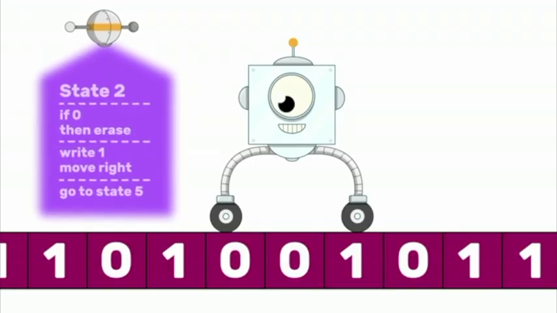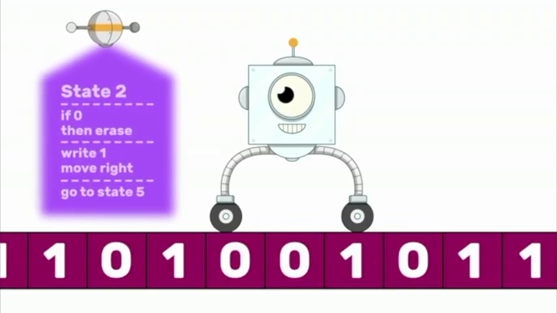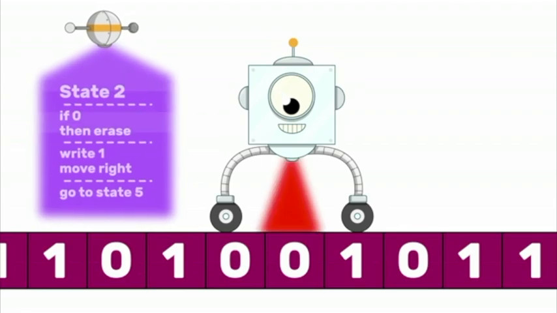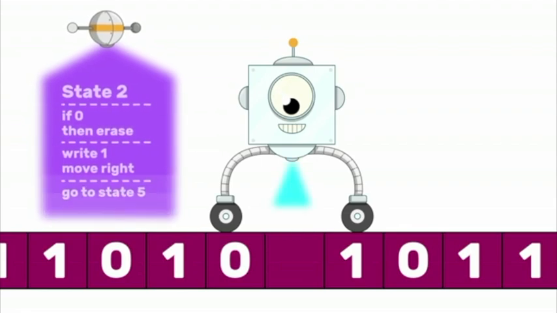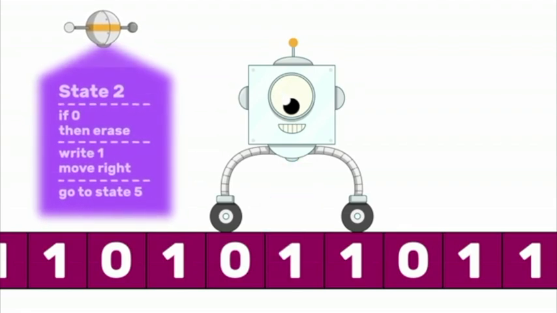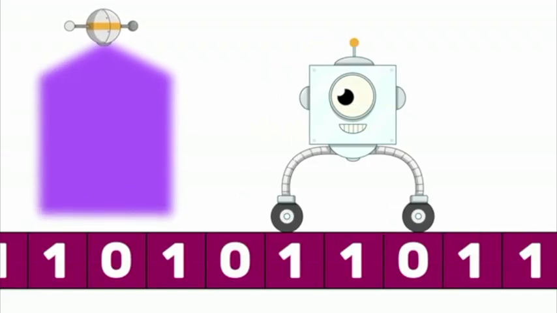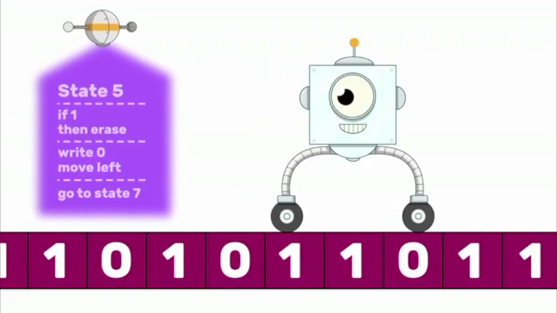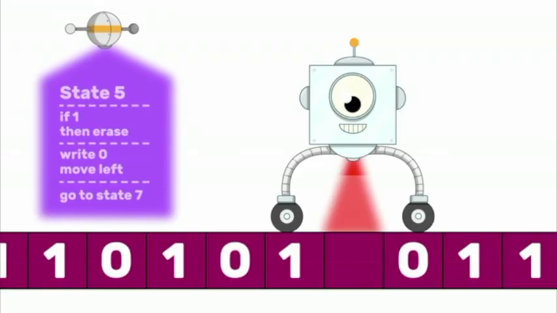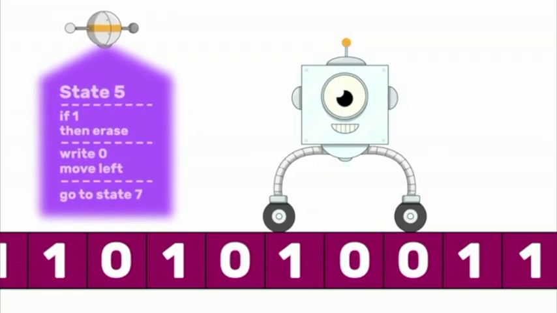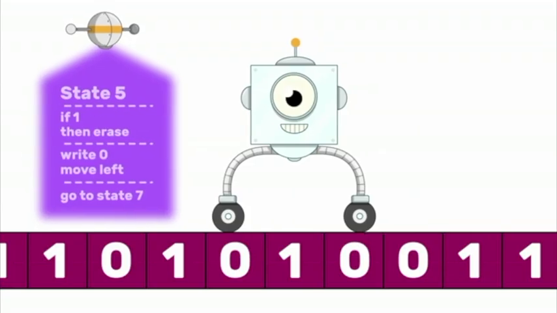Let us consider an example wherein the head is in state 2 and if the data is 0, then it erases it, writes 1 and moves to the right, and then the head goes into state 5. The conditions written in state 5 is that if 1 is present, then it erases it, writes 0 and then moves to left, after which it goes to state 7.